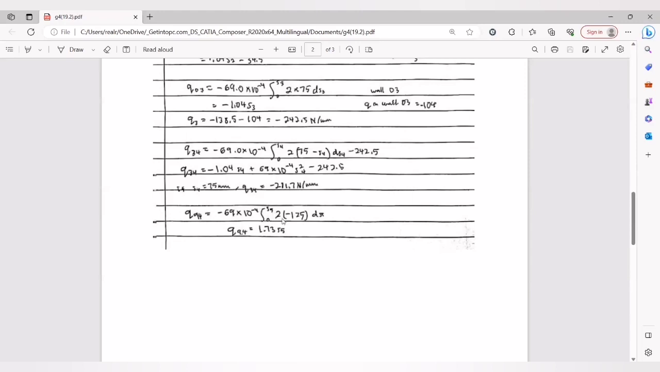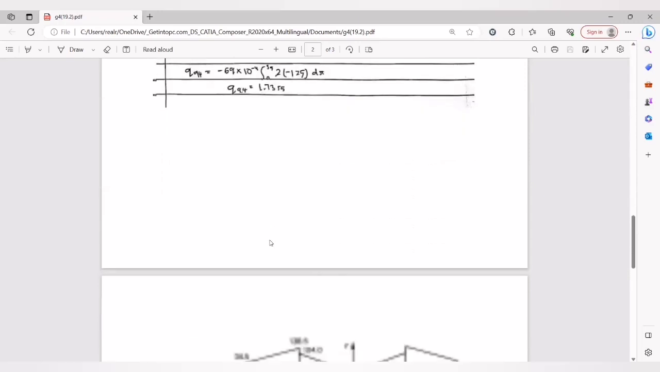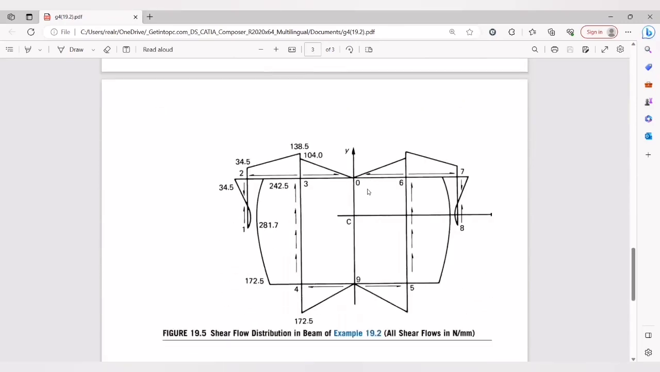And then we calculate Q from point 0 to point 4, using the general equation, and 2 is the thickness, and then negative 75 because it is 75 below the center. Lastly, we calculate like this, and based on the example, we get the shear flow. The shear distribution looks like this. So that's all for me.